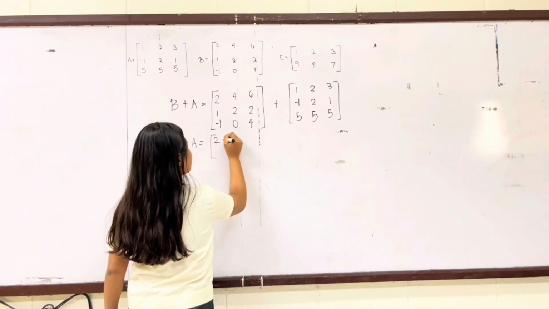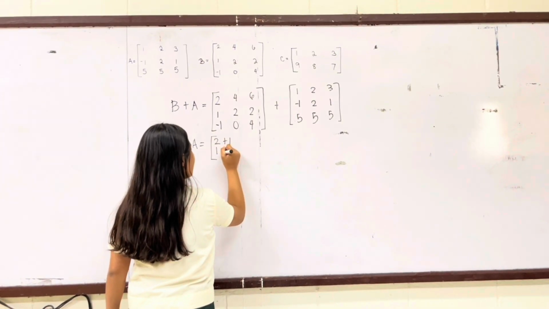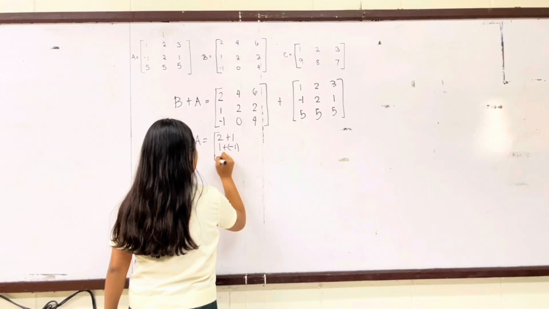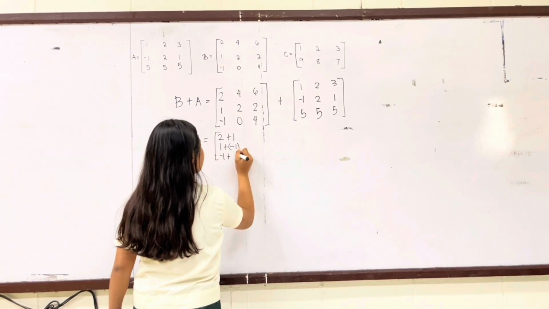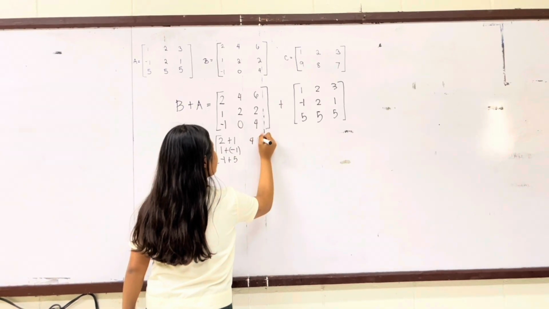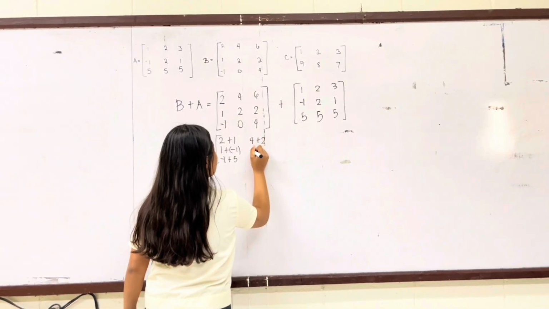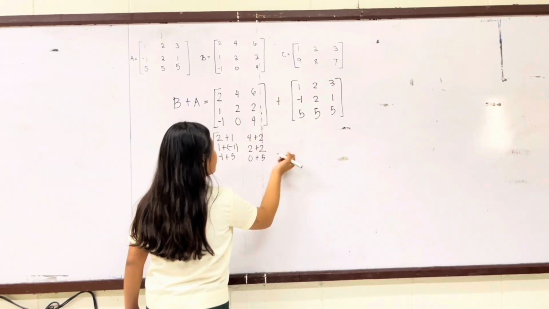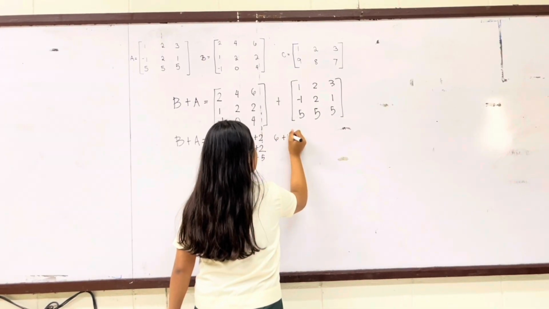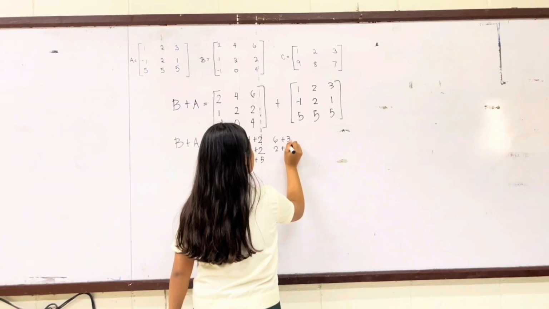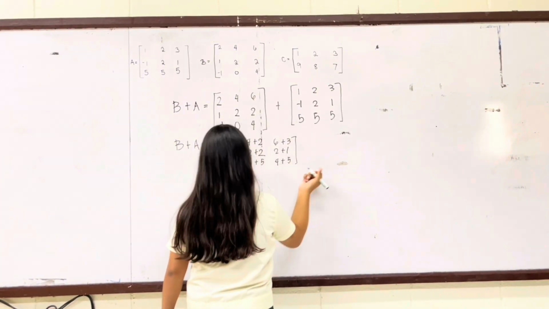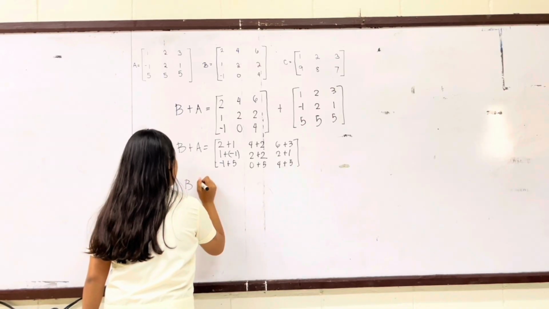2 plus 1, 1 plus negative 1, negative 1 plus 5, 4 plus 2, 2 plus 2, 0 plus 5, 6 plus 3, 2 plus 1, and 4 plus 5. So we got the answer.